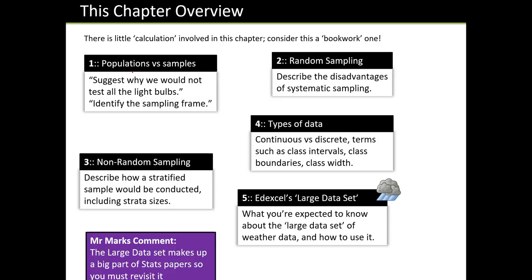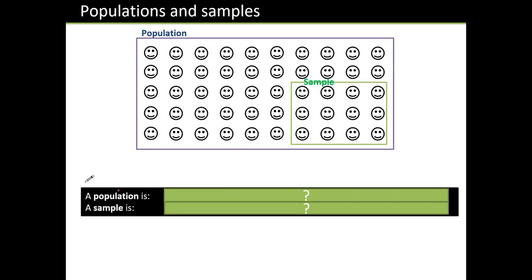So we're going to start by talking about what a population is versus what a sample is. Then we've got our random sampling methods, our non-random sampling methods, types of data. This is going to be a very quick one. And we're going to start to look at what is called the large data set and what you need to know with this. So a couple of terms to start with.